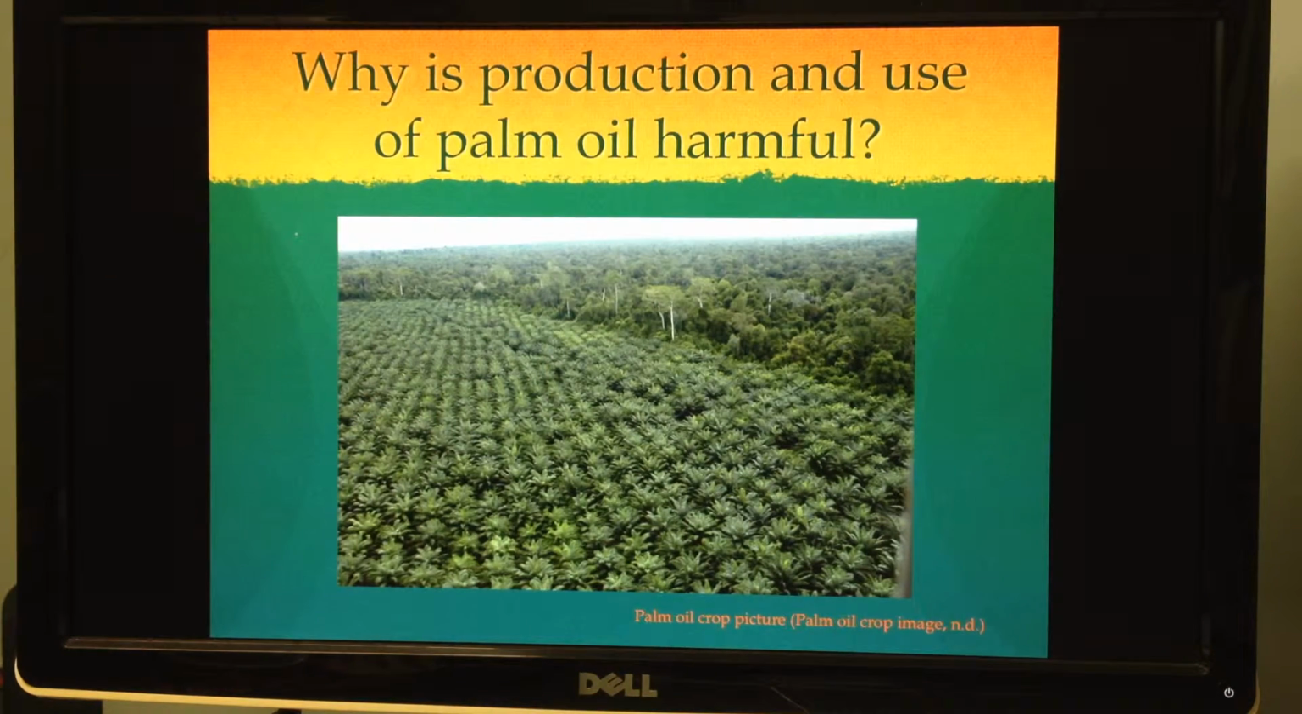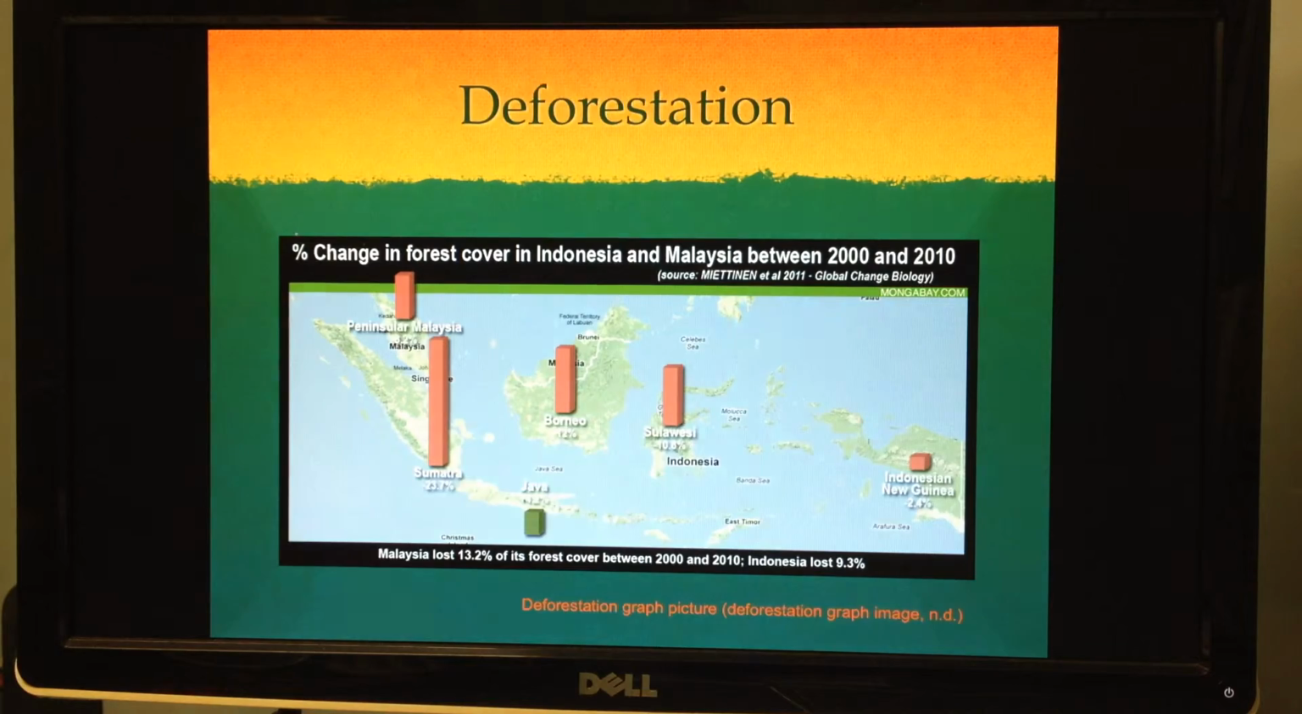Why is its production harmful? Unregulated and unsustainable production of palm oil creates a range of problems that affect not only people, but also animals and also the environment. The first issue I'd like to discuss is deforestation in relation to palm oil.